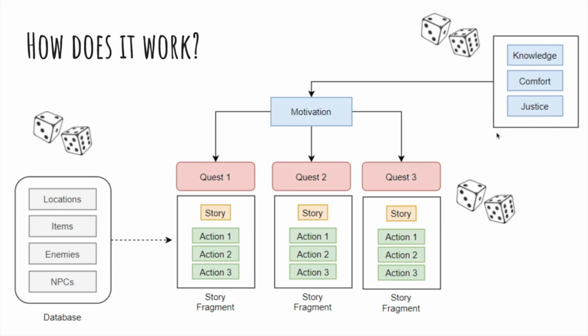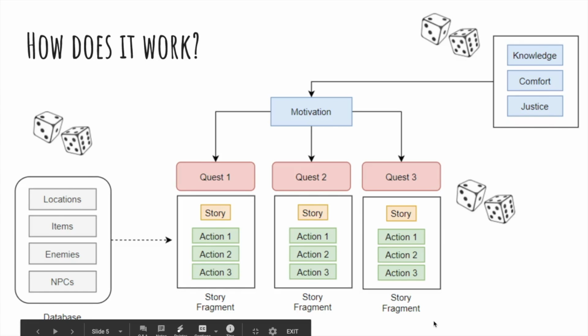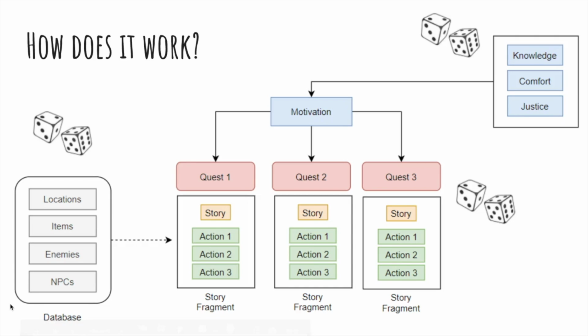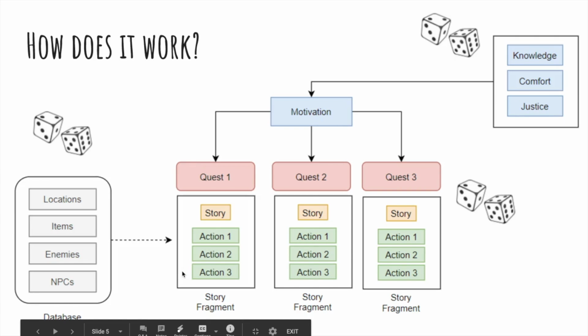We start off with a few motivations, for instance knowledge, comfort, and justice. According to these motivations, different story fragments can be chosen in order to generate the quests. Each story fragment is a blueprint that has a story and a sequence of actions that need to be performed by the player in order to complete the quest. Then my application has a database full of locations, items, enemies, and NPCs, and this is used and pulled into the story fragment in order to generate the randomly generated quest.